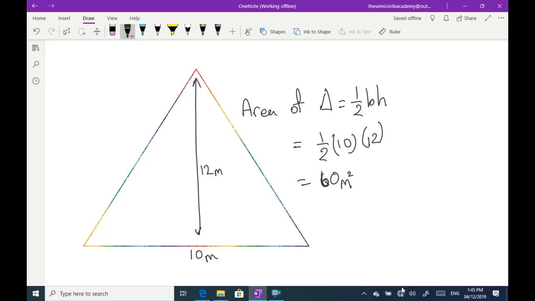So at the end of the day, to find area, all we really have to do is learn these formulas off. And once we learn these formulas and we know how to apply them, then it's just a matter of identifying your sides and putting it into the formula.